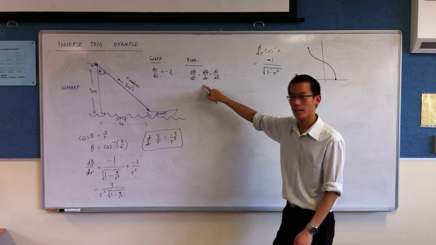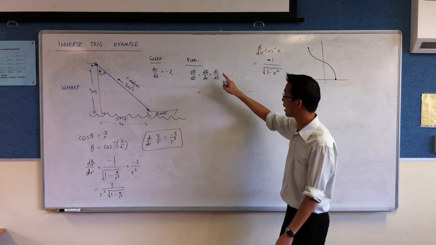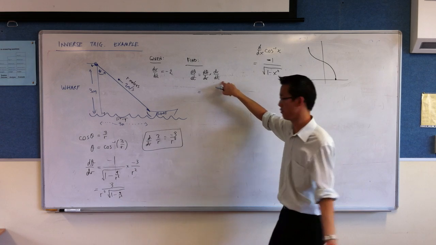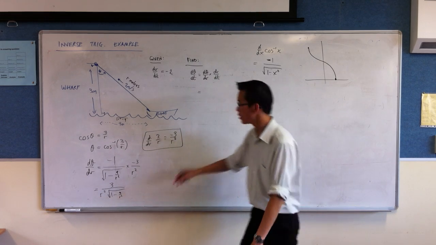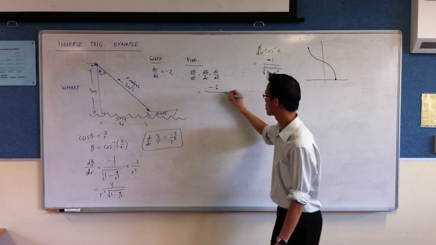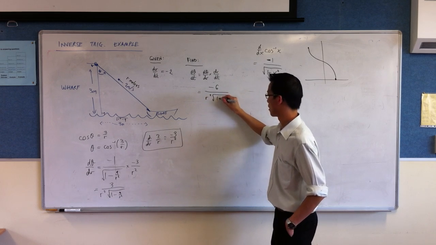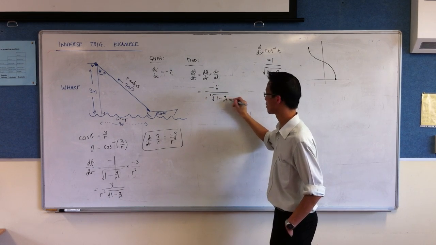I can sub that in here now, right? So I know what dr on dt is. It's just minus 2. So if I multiply that by minus 2, I'll get minus 6 over r squared, 1 minus 9 over r squared.